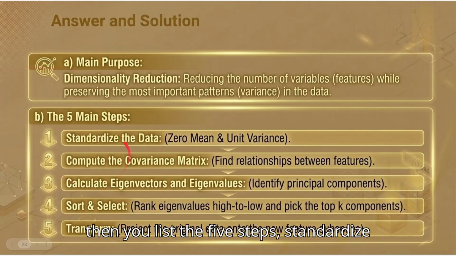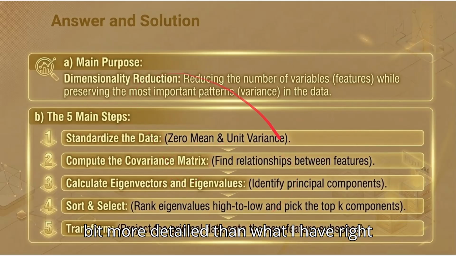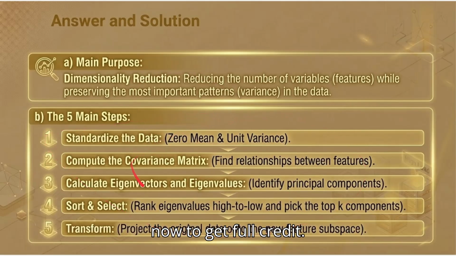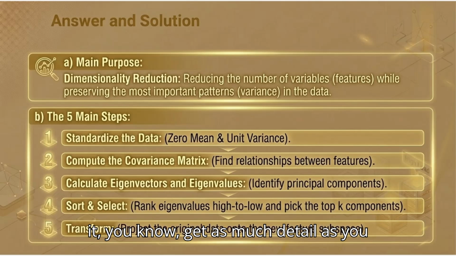Then you list the 5 steps: standardize the data, compute the covariance matrix, calculate eigenvectors and eigenvalues, sort, and select and transform. That's basically it. Maybe in the test, you might have to be a little more detailed than what I have right now to get full credit. But you definitely won't miss the whole question by writing these, because these are the 5 main steps. It might ask you for a little more detail, so you have to do that on your own time. Google it and get as much detail as you can.